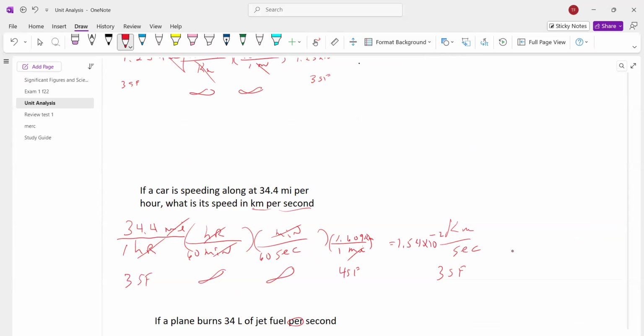You can see how we had 2 problems in one. Whenever you have fraction to fraction, it doesn't matter the order, because multiplication is commutative. You flip it, doesn't matter which one you do first.